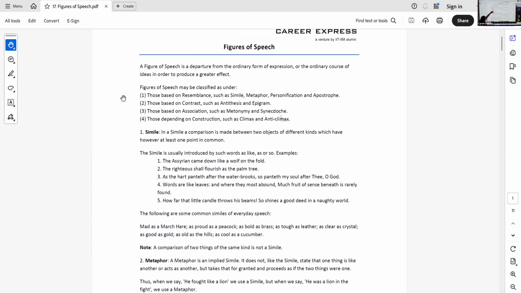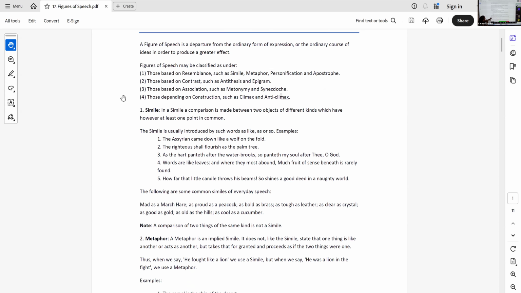Figures of speech may be classified as follows. This is not important, the classification, it's just to help you remember them. What is more important is to understand. I think number one, most of you know, simile, metaphor, personification. Apostrophe, you may not know. So quickly first, simile. Simile is an open comparison: as sly as a fox, as sleepy as a log.